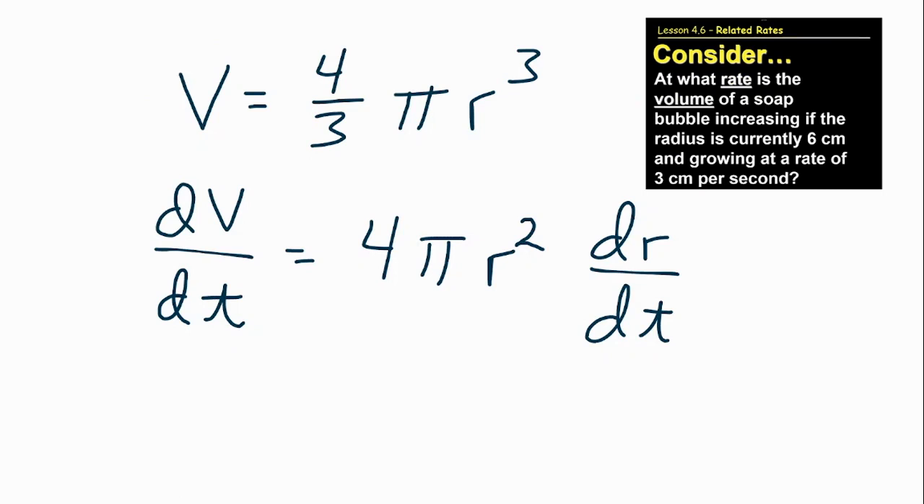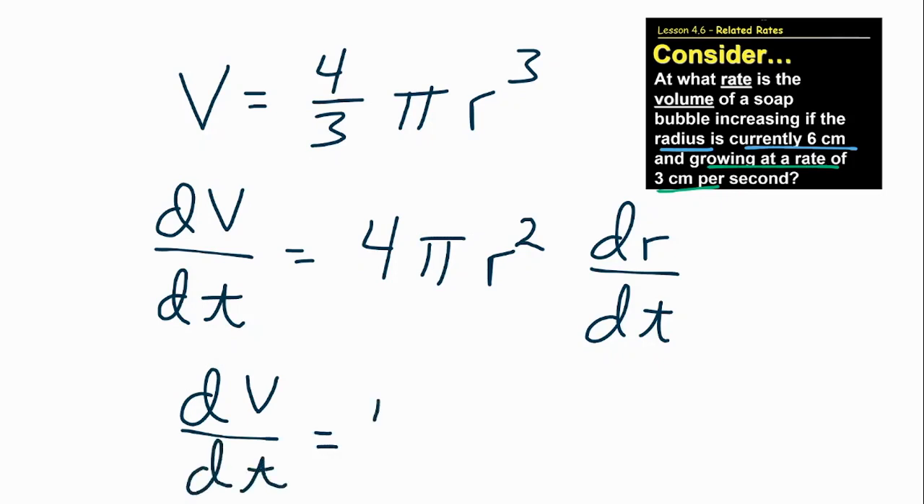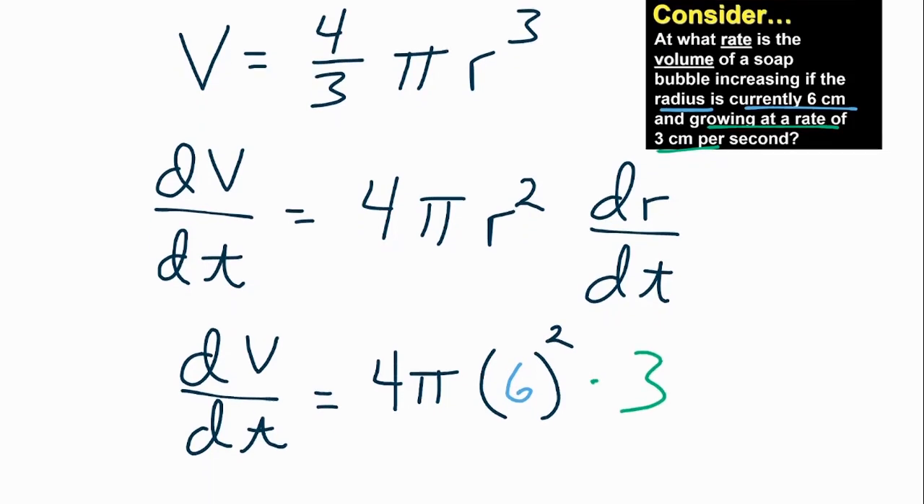Let's pretend that we were actually able to measure some things about that soap bubble. If you look at this kind of hypothetical here, at what rate is the volume of the soap bubble increasing if the radius is currently 6 centimeters, but it's growing at a rate of 3 centimeters per second? Do you see these two values? Do you see how they can be plugged into our formula? The cool thing is that the volume rate, that is dv dt, is simply going to be 4 pi times the current radius squared, and then times the radius rate.